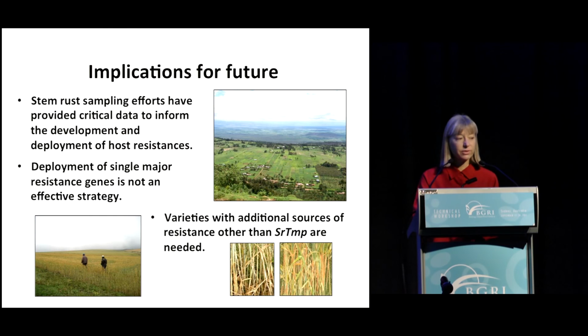Considering these results and results that we've heard from others here today, implications for the future include that stem rust sampling efforts have provided critical data to inform the development and deployment of host resistances. And the deployment of single major resistance genes is not an effective strategy in East Africa. Varieties with additional sources of resistance other than SrTmp are needed.